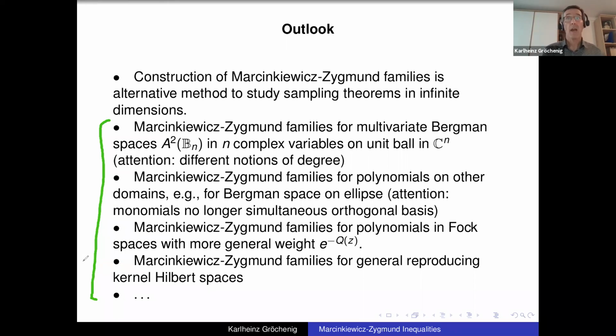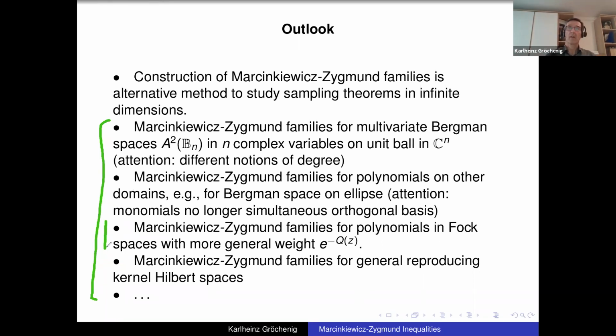You could change the domain. Instead of a disk, you go to an ellipse or a rectangle. Okay, polynomials are still dense, everything fine, but you lose one important property. The monomials are no longer a simultaneous orthogonal basis for the polynomials of degree n. They are probably Arnoldi spaces, and so you have to tweak that, and I think that's quite interesting.